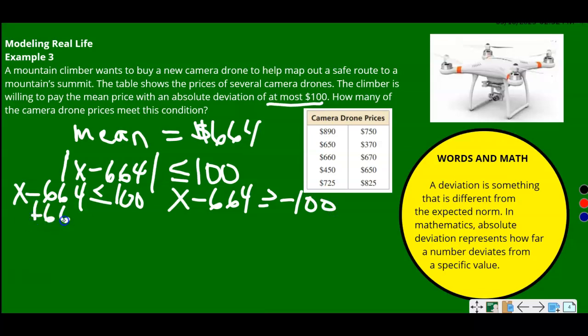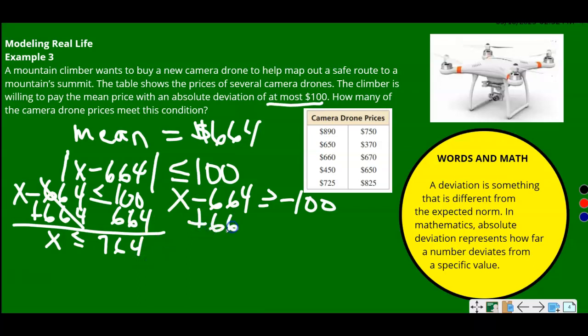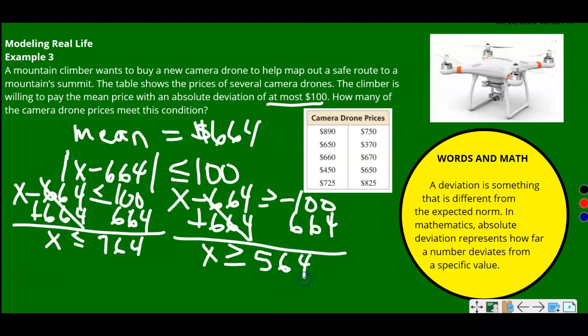So add 664. X is less than or equal to 100 plus 664, which is 764. And if I add 664 here, I'm going to get X is greater than or equal to 564. So I know X has to be between 564 and 764.